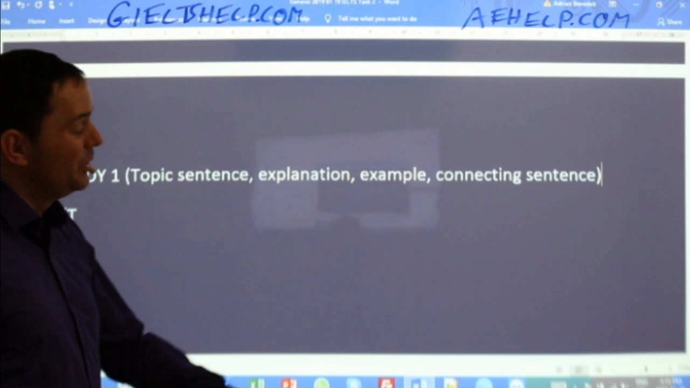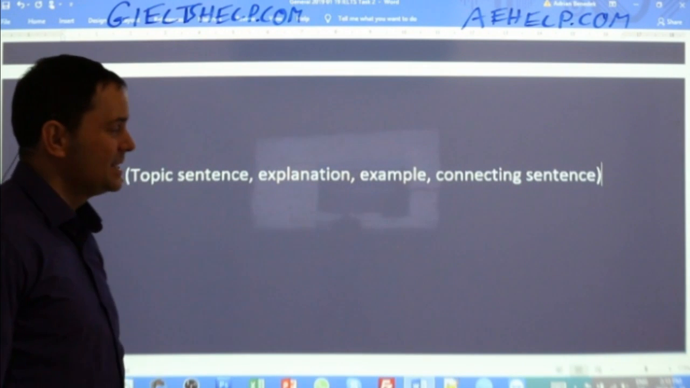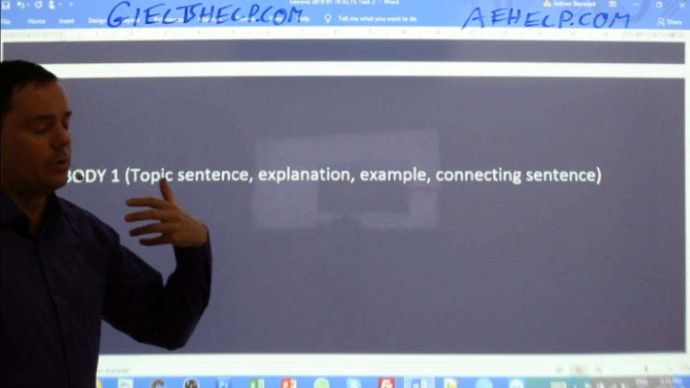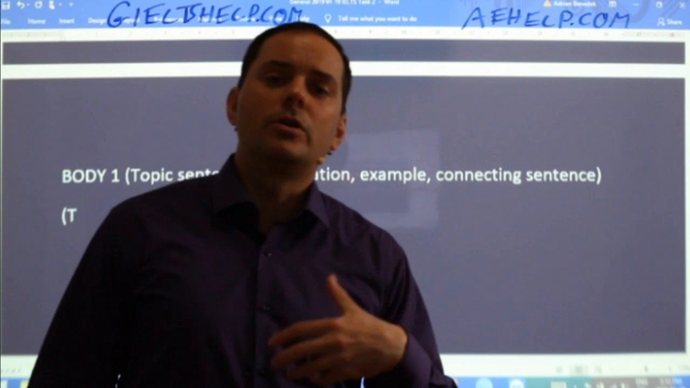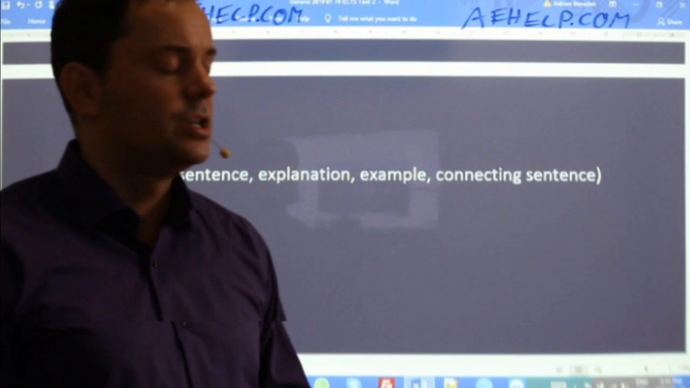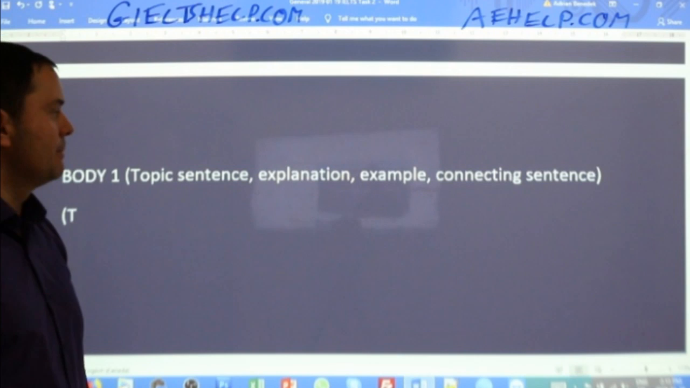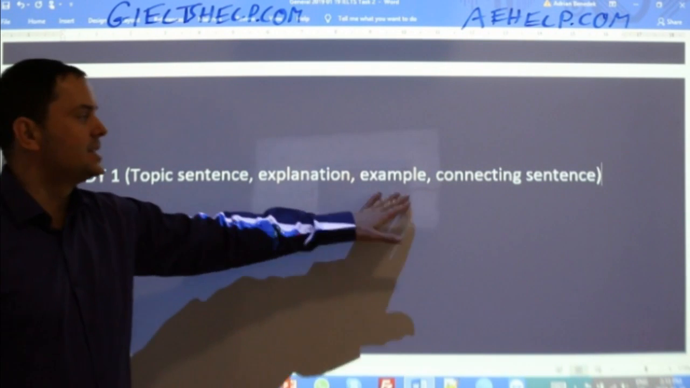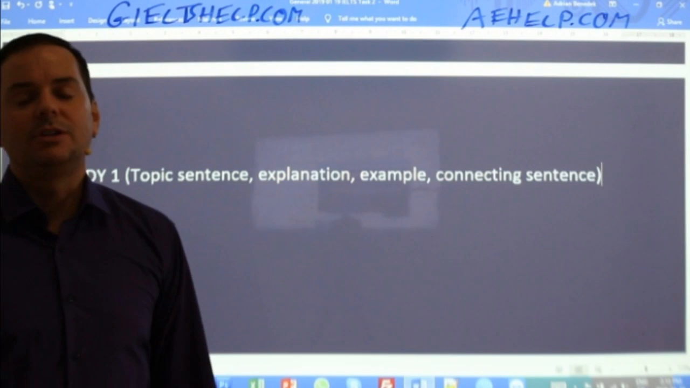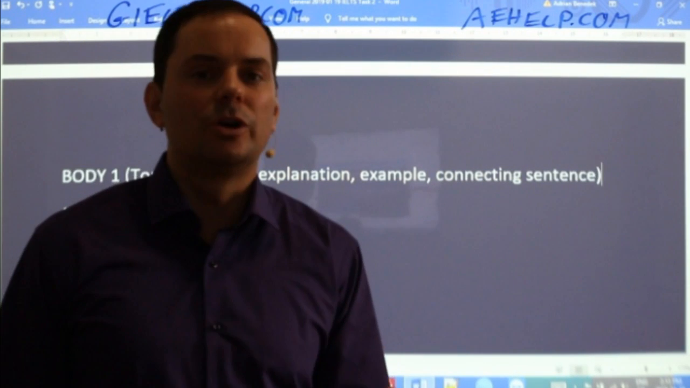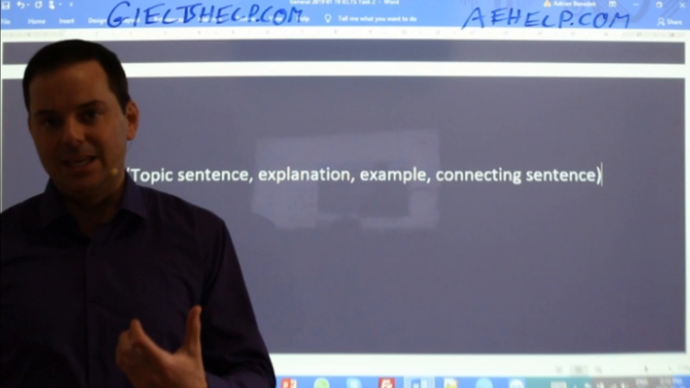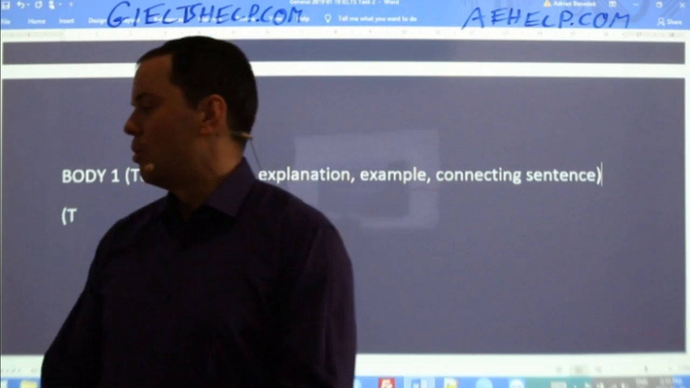You don't really need the connecting sentence necessarily. For body 1, you might include it. It's not absolutely necessary. When you're looking at some textbooks or with other IELTS teachers, you might hear them say supporting points. Explanation is a supporting point. Example is a supporting point, okay? It's just a more clear way to understand what supporting point actually means, okay? An explanation or an example.